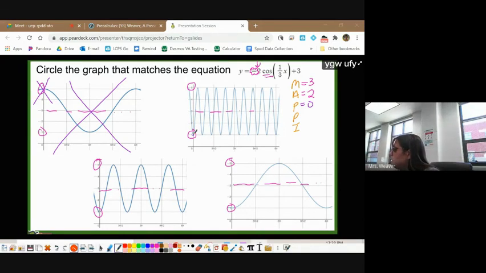Okay, we're at a minimum here. We're at a minimum here. We're at a minimum here. So we only got to eliminate one, but that helped us, okay? At our phase shift or starting point, we should be at a minimum for a negative cosine equation.